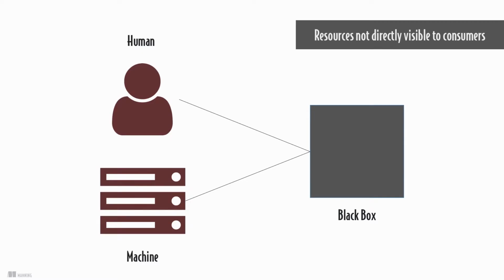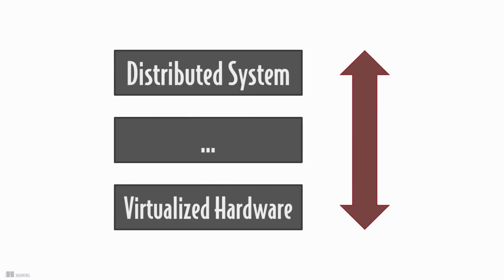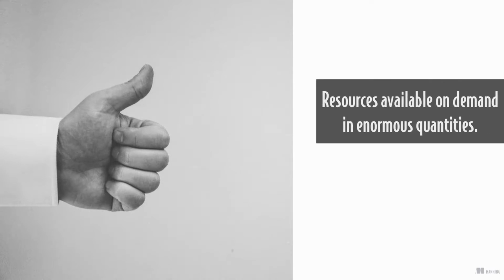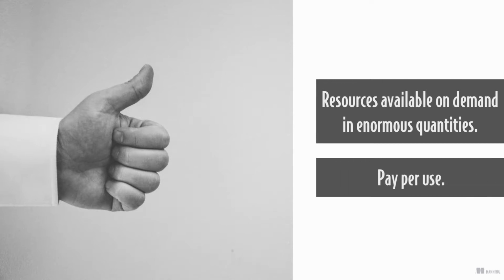As a human or a machine, a user of a cloud computing service, we are using a service behind a black box. Cloud computing services are offered at different layers of abstraction, so from virtualized hardware to distributed system and everything in between. Another important aspect of cloud computing is that resources are available on demand in enormous quantities. And as well, we only have to pay for the resources as we use them. If we stop using them, we also stop paying for them immediately.